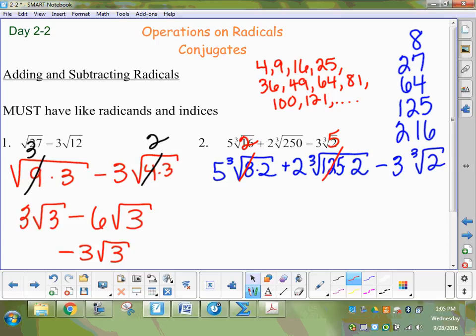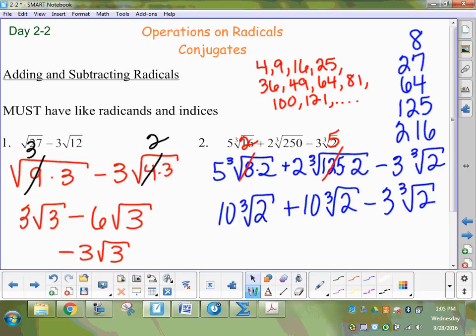Leah? What's that? No, not 20. What's 5 times 2? 10. And then the cube root of? Keep going. I now have like radicals. So, Amanda, what am I left with? No? Go across. And then 10 more is?